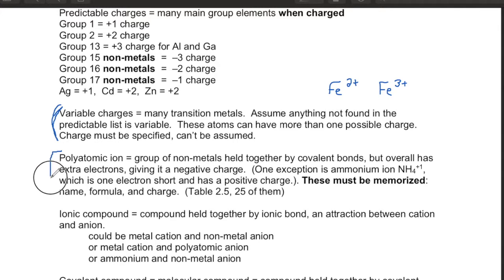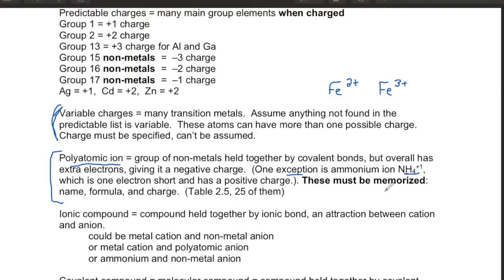Another type of ion we can have is a polyatomic ion. And this is a group of non-metal elements, and the non-metal elements themselves are held together by covalent bonds, but overall the structure has a charge, usually a negative charge. There is one exception, ammonium has a positive charge, but the other ones all have a negative charge.